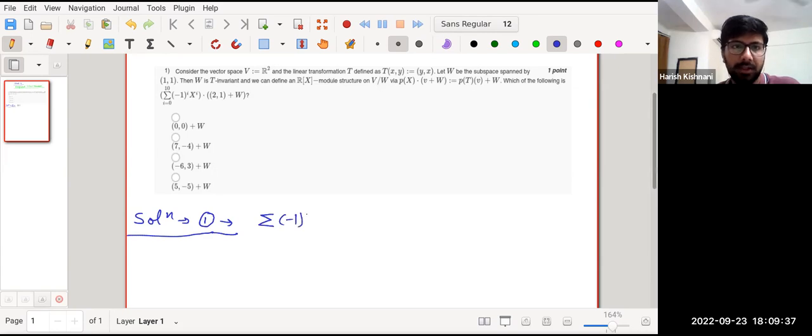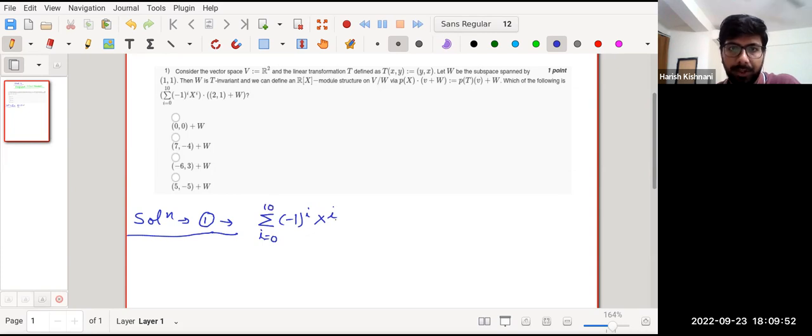This kind of linear algebra questions are also nice to see, because linear algebra is an important component of all your competitive exams. So it's saying summation i equal to 0 to 10.